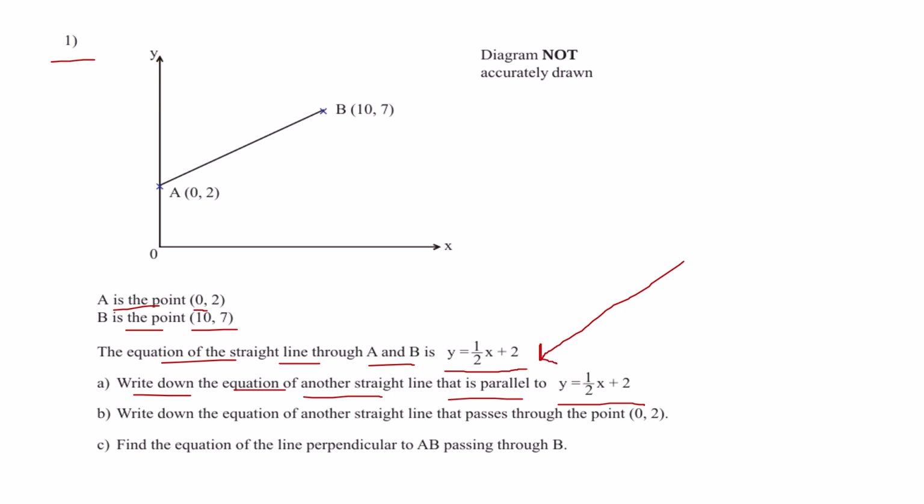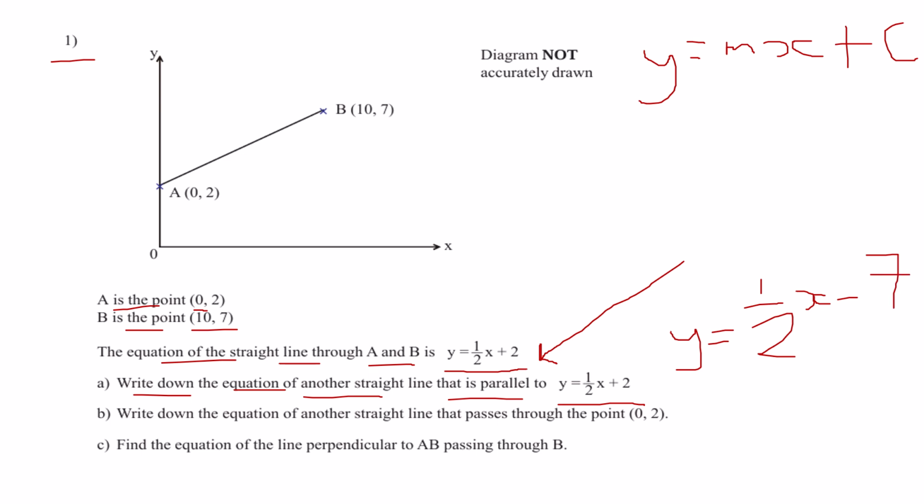Parallel lines are lines that have the same gradient, so the same coefficient of x in the form y = mx + c. So the number in front of the x, where m is a constant. So for example, it could be y = 1/2 x minus 7, or plus 10. As long as the c value is different, you're able to pick any value.